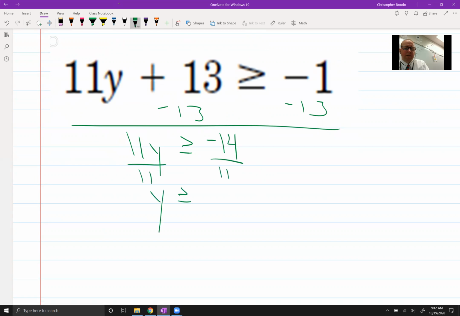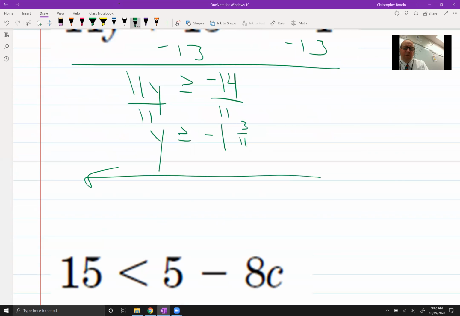So y is greater than or equal to. I might make this -1, just because I have to put it on the number line, because 11 goes into 14 one time, and then there are 3 11ths left over. So that gives me a roundabout idea of where to put this number. So here's my 0, here's my -1, here's my -2. I want to stay closer to that -1 than my -2, because 3 11ths really isn't that much.